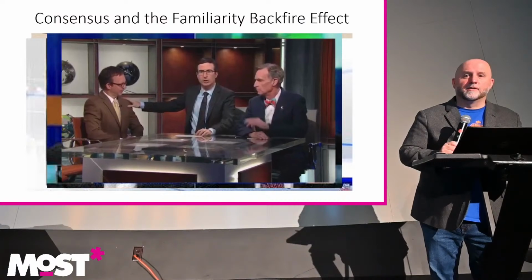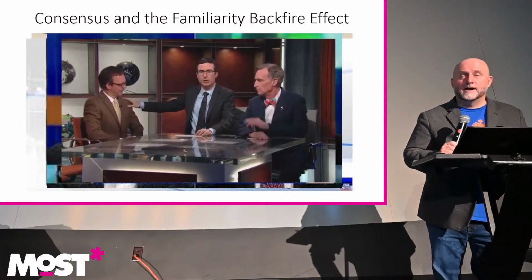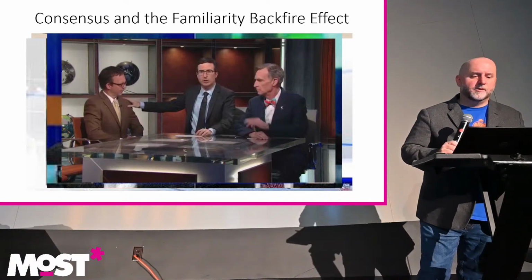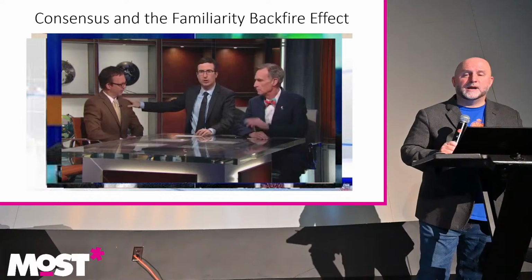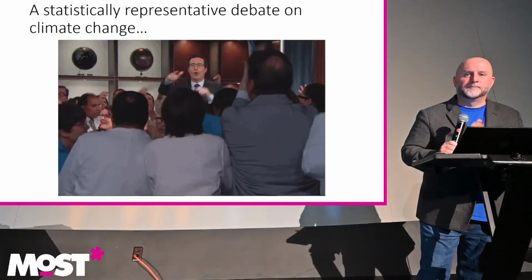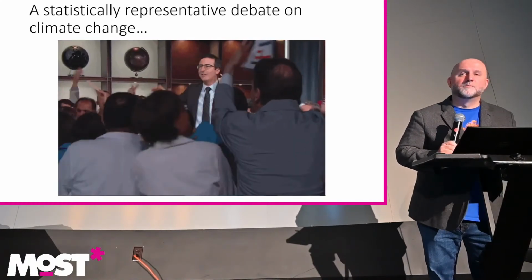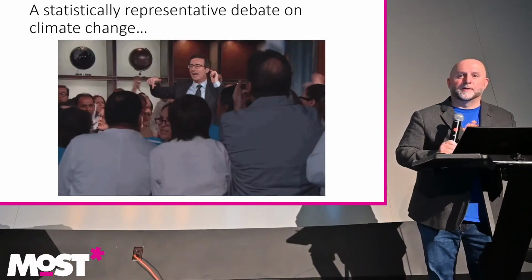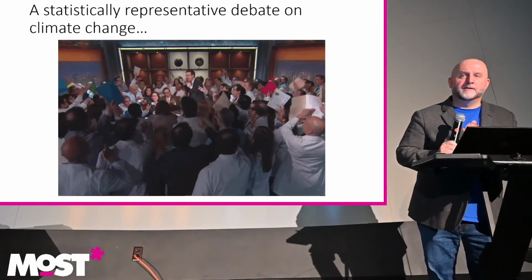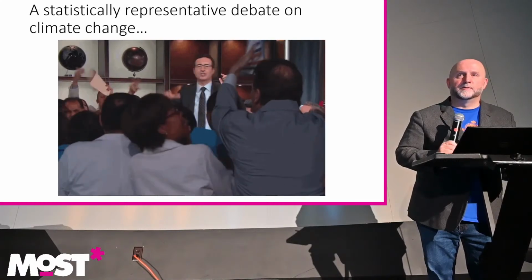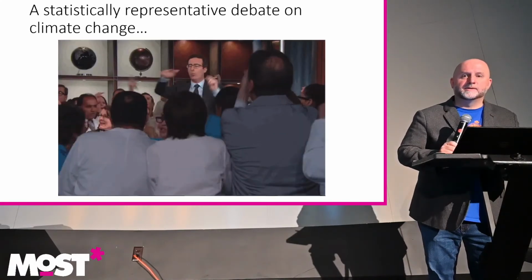And here we have John Oliver pitting Bill Nye against a climate change denier. But then he decided, maybe we should have a statistically representative debate on climate change. So before that debate began, they brought in two more climate change deniers and 97 climate scientists to give a statistically representative debate, right? Now, this is more like how the media should cover this, I believe, instead of giving the idea that it's a 50-50 split in the scientific community, which is not the case at all.